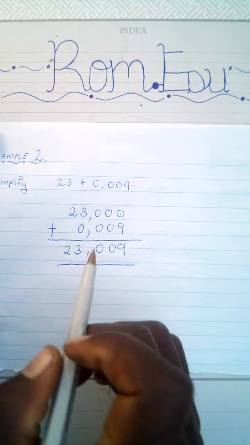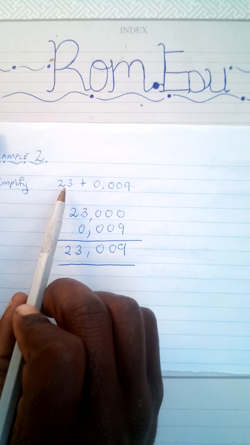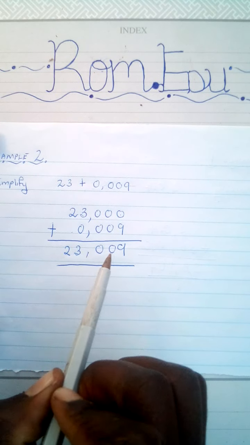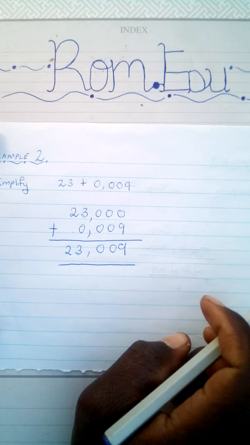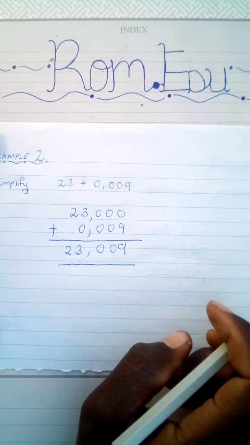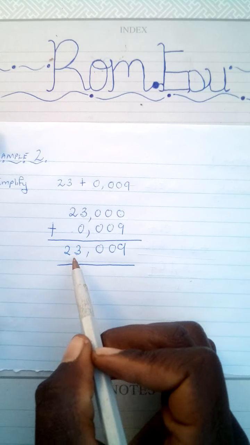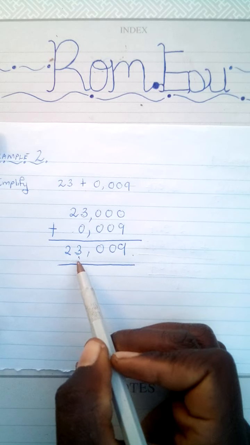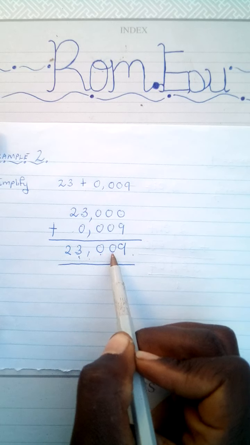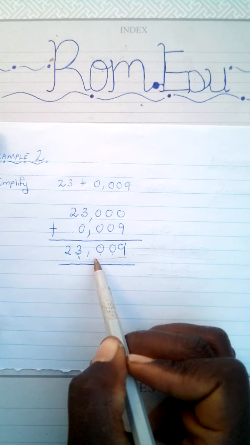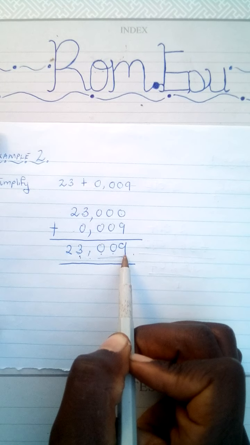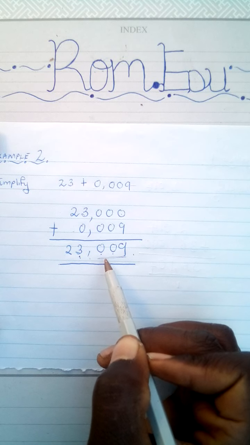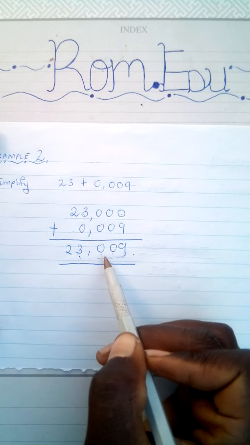So now you know that 23 plus 0 comma 009 is equal to 23 comma 009. And another thing, take note of the way I am interpreting this number. It's not 23 comma 9, it's actually 23 comma 009. Any number after the decimal, we interpret as it is because it's representing a fraction. So it can't carry hundreds, it can't carry tens, so it's going to be stated as it is.